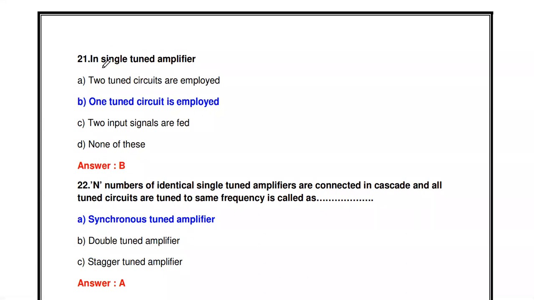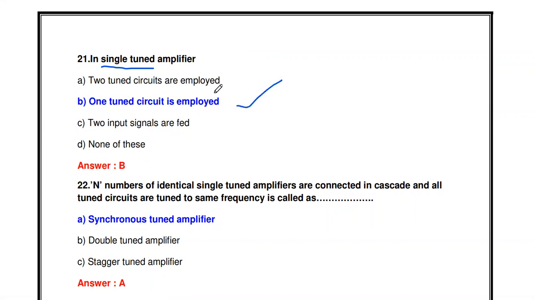Then the next question: in tuned amplifier, 2 tuned circuits are employed, 1 tuned circuit is employed, 2 input signals are fed, none of this. In the single tuned amplifier, the name itself mentions that only 1 tuned circuit is employed.